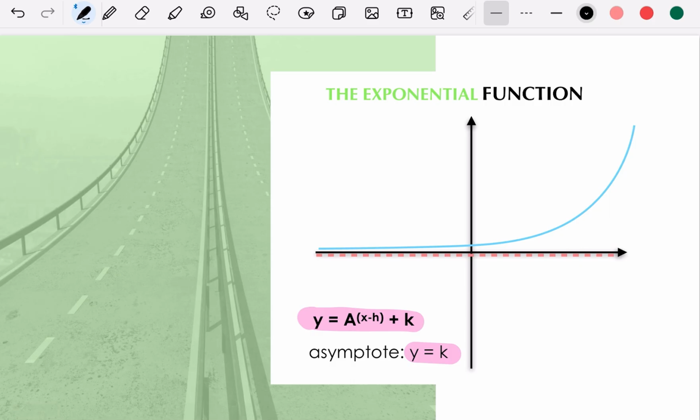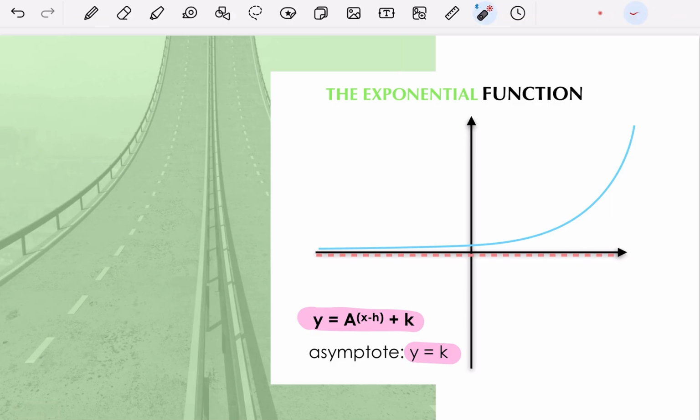So this is the graph of an exponential function. You would have learnt about this in year 11. You can see that it increases as x increases in an exponential manner. This line here is a special feature of exponential functions, which is what we call an asymptote. So that means that the graph is going to approach this value, but it'll never touch it.